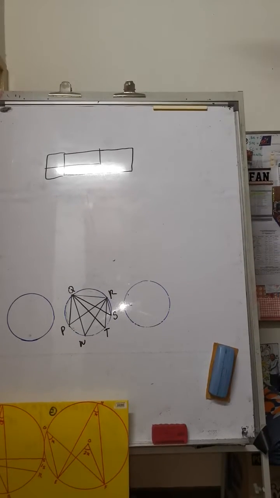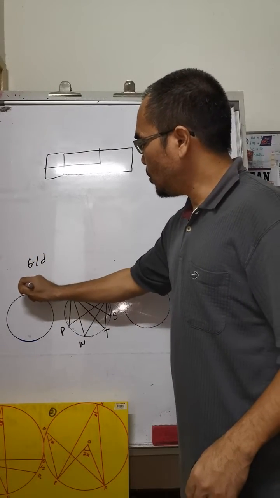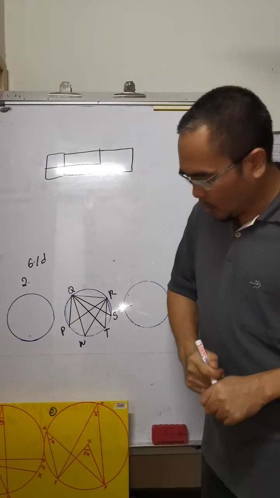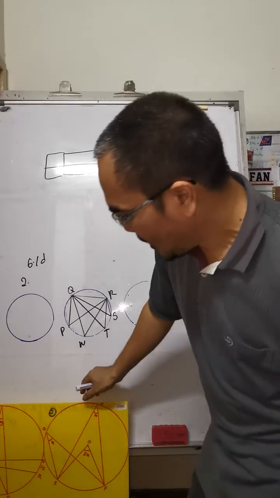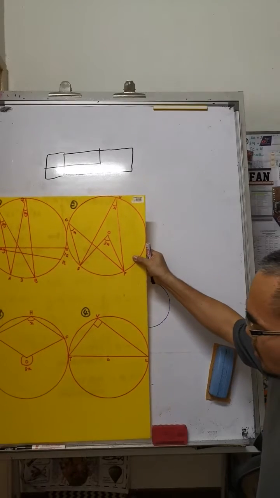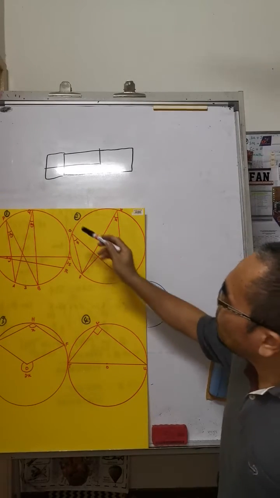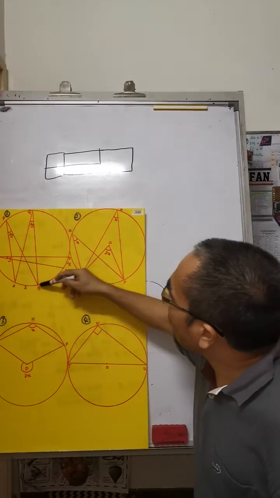Okay, we are at number 2 now, 6.1D, number 2. So before I begin, let's review some info about properties in a circle. So far we are at number 1.